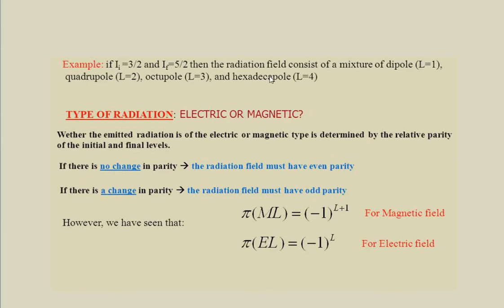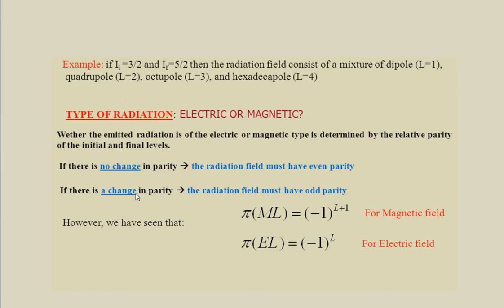Suppose in the first case L is equal to 1. Substituting L equal to 1 for electric dipole radiation, the parity is minus 1, so of course there is a change in parity. Initial parity of nucleus plus final parity of nucleus plus the radiation parity of minus 1 does not work, since we need even parity. So the magnetic dipole is possible, because for magnetic radiation the parity is minus 1 raised to L plus 1, which for L equal to 1 is minus 1 raised to 2, so there is no change in parity.